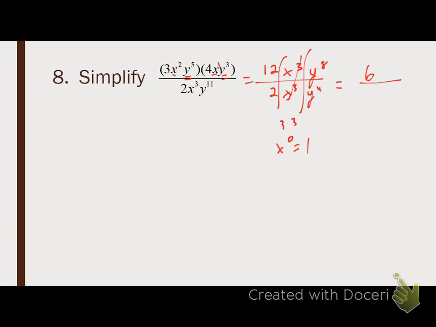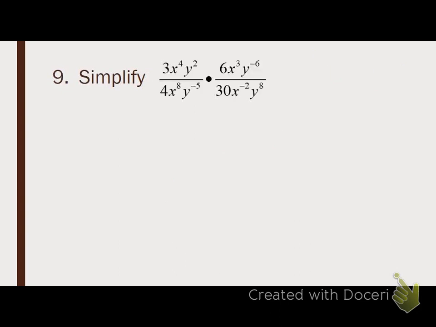The y's, 8 minus 11 is negative 3. So now we've got to drop that negative 3 exponent into the denominator. We get 6 over y to the 3rd. And then we're done. Okay? It can be lots of work. Just do a step and rewrite.